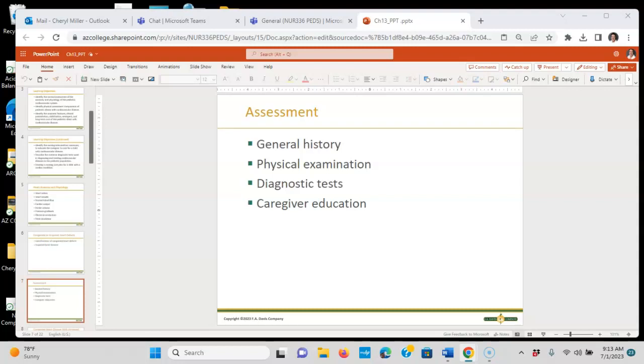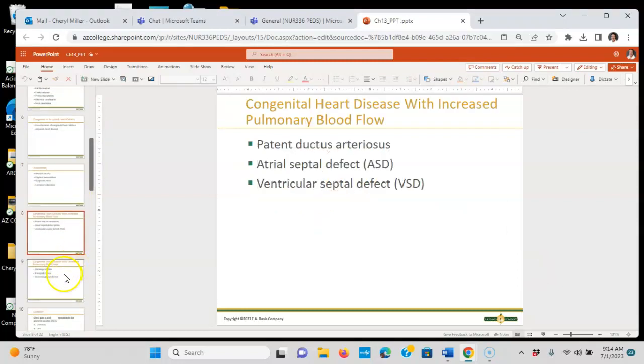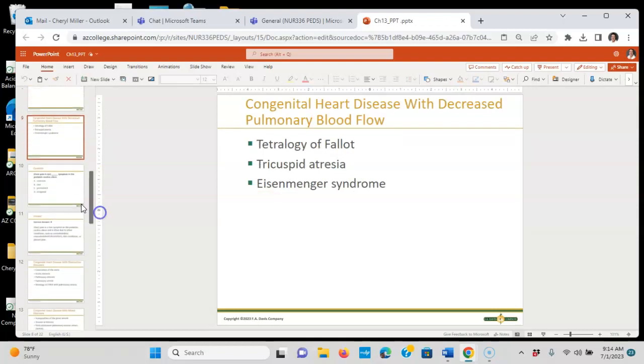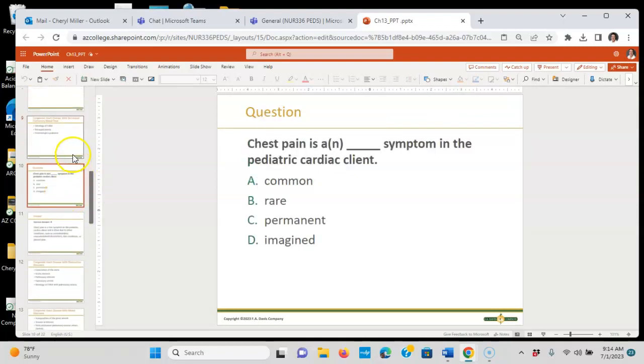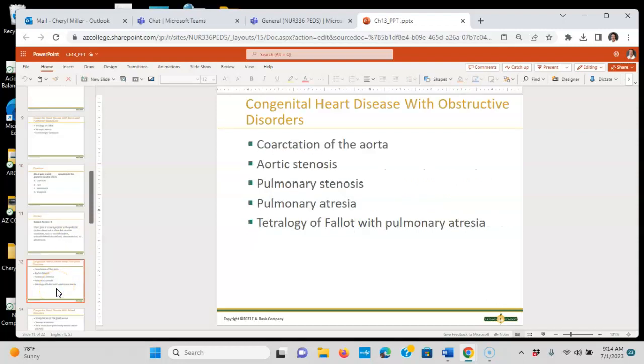All right. So then physical exam. Let me just see where my slides are going on this. So chest pain is a common, rare, permanent, or imagined symptom in the pediatric client. It's going to be a rare one. Chest pain is not going to be the problem. A child is respiratory driven. Always remember that.